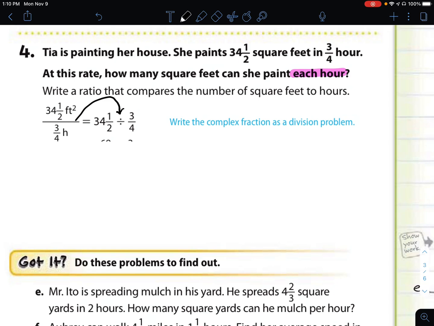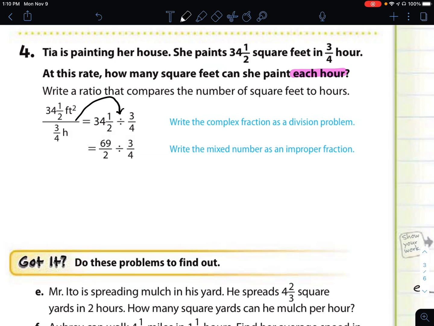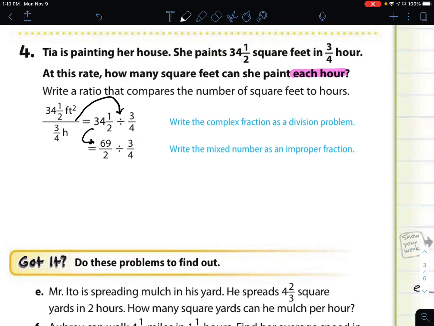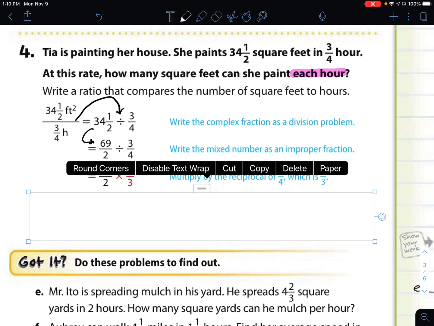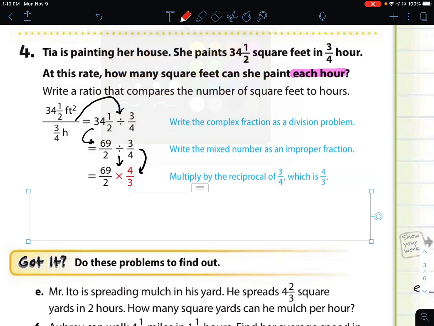Again, we get our 34 1/2, and then we need to make it into an improper fraction. So this mixed number becomes 69/2 divided by 3/4. Now that it's an improper fraction, we simply have to multiply. Get the reciprocal of 3/4, which is 4/3, and change division into multiplication. Okay, we can cross cancel. From there we can cross cancel. So this is actually a 1 and this is a 2.